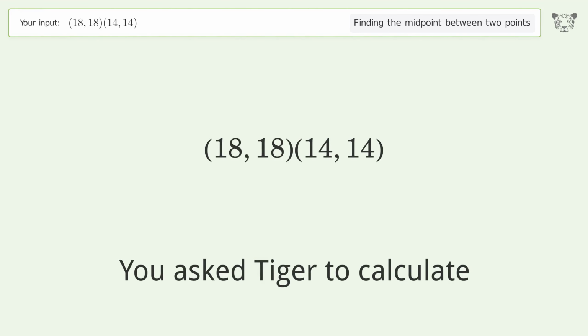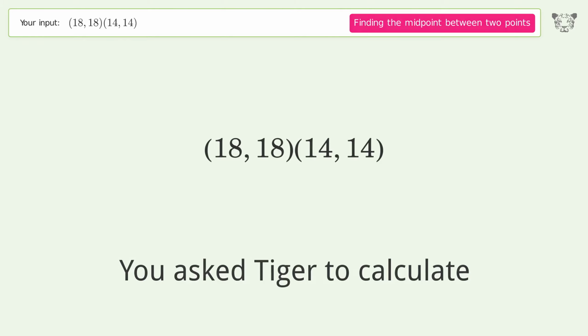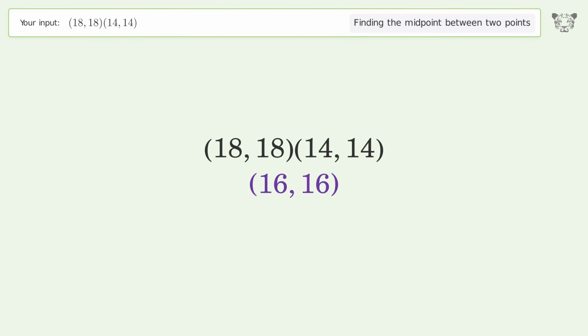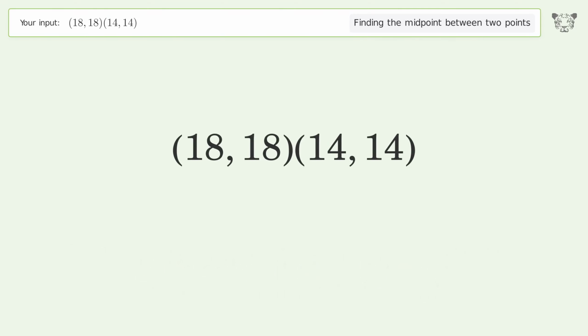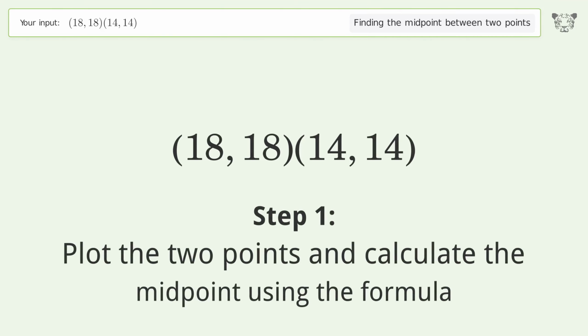You ask Tiger to calculate. This deals with finding the midpoint between 2 points. The midpoint between the 2 points is 16, 16. Let's solve it step by step. Plot the 2 points and calculate the midpoint using the formula.